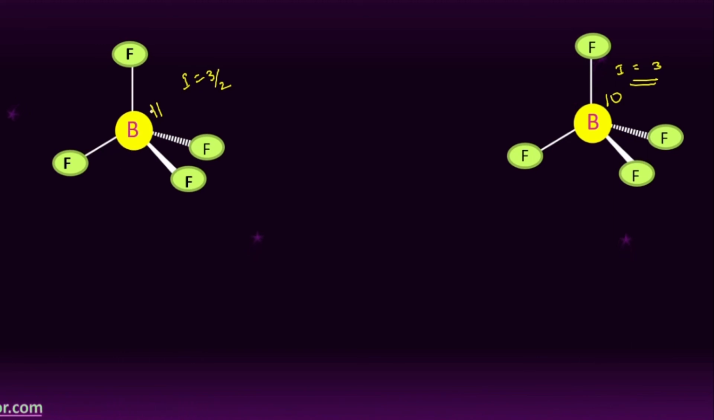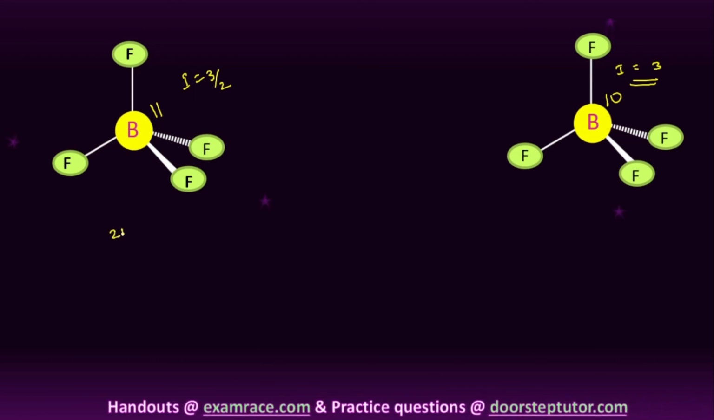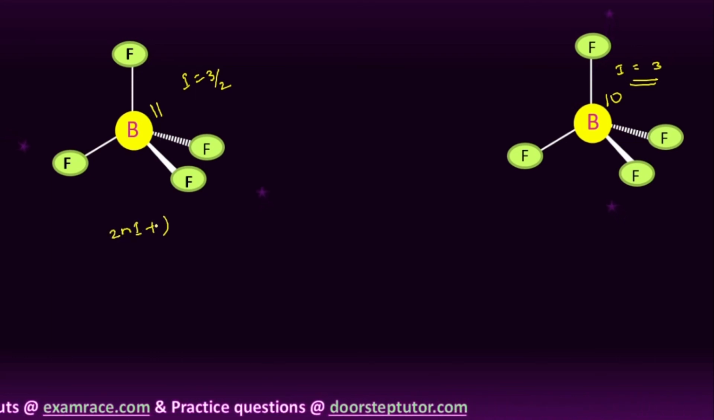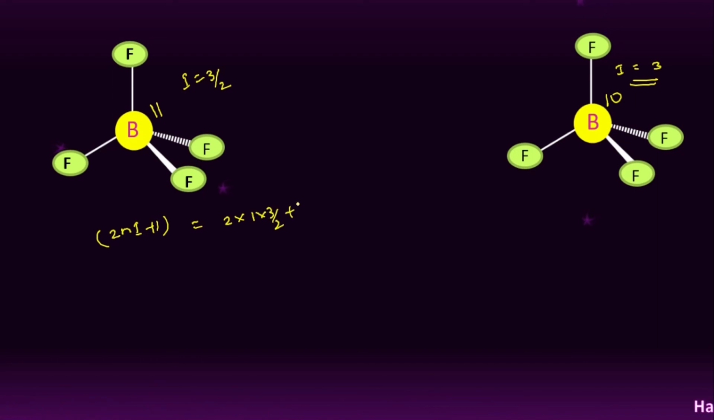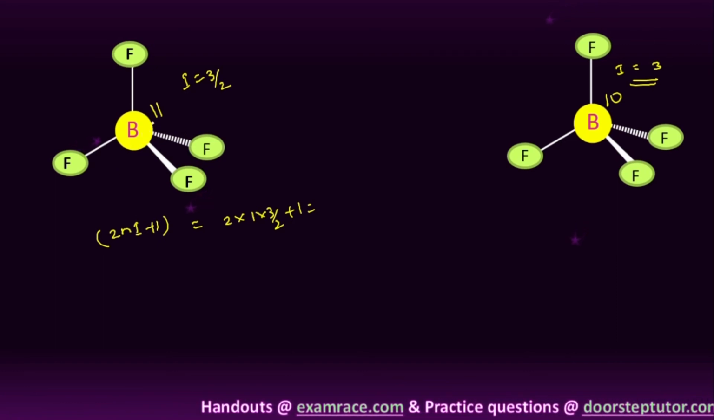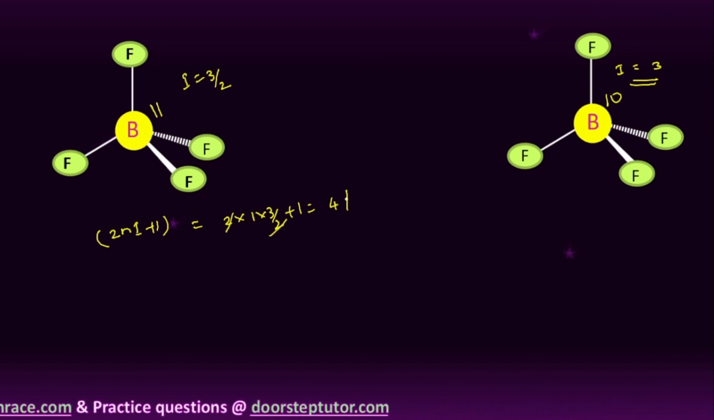Here you can see the fluorine atoms; all the fluorine atoms are coupled with the boron. According to the 2nI plus 1 formula, here we have 2 into 1 into 3/2 plus 1. Because all the fluorine atoms are chemically equivalent, they are coupled with the boron 11 isotope, so it gives a quartet in the NMR spectroscopy. It gives 4 lines.